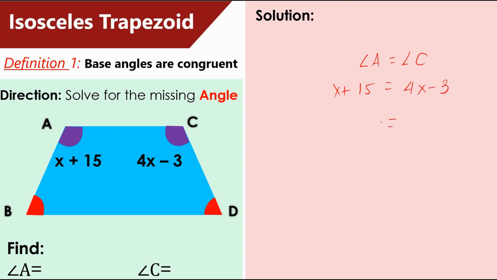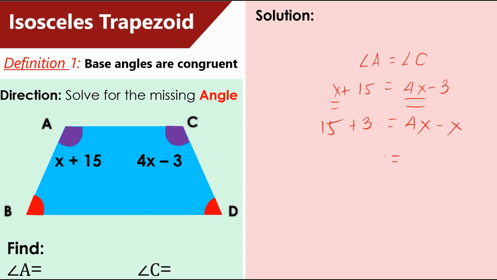Let us first regroup the terms which have a variable x, and for x, the lower value is x. We need to transpose it on the other side. Bring down 4x. Positive x, when transposed, will become negative x. The rest of the terms will be transposed here. Bring down positive 15, and then negative 3 will be transposed. This will become positive 3.